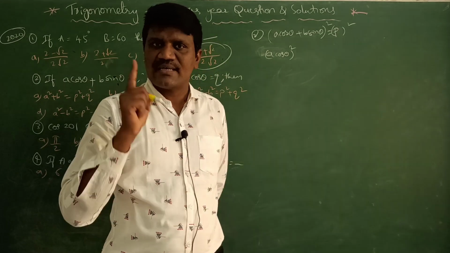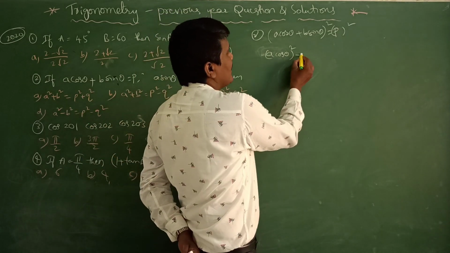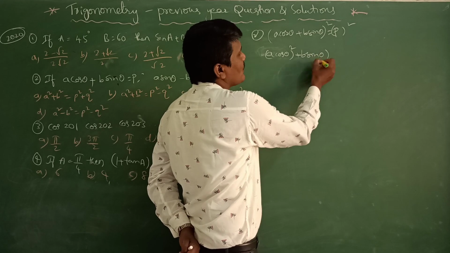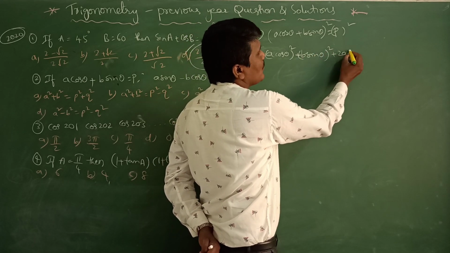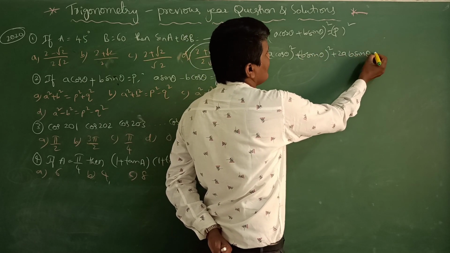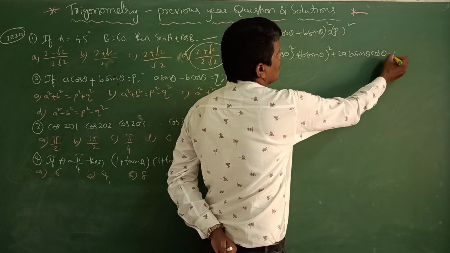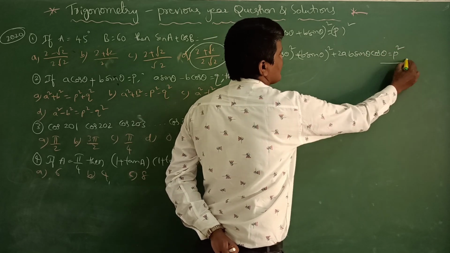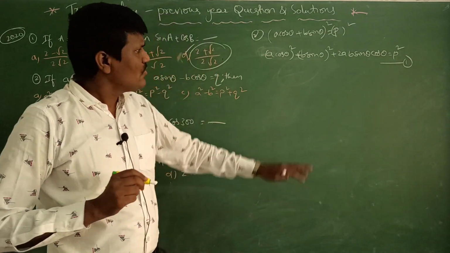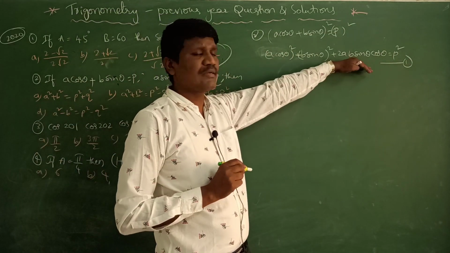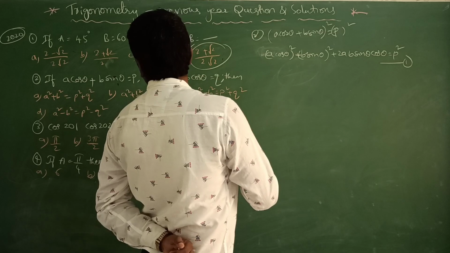Using the formula (a plus b) whole square equals a square plus b square plus 2ab, you can write B sin theta whole square plus 2AB sin theta cos theta is equal to P square. Say this is equation number 1. From the first we got this one, and from the second, what do we have?